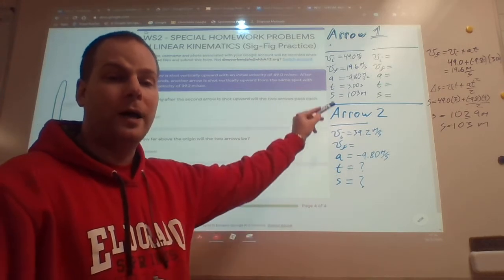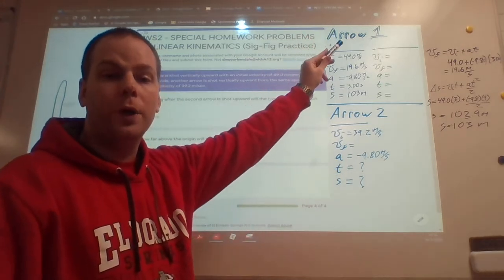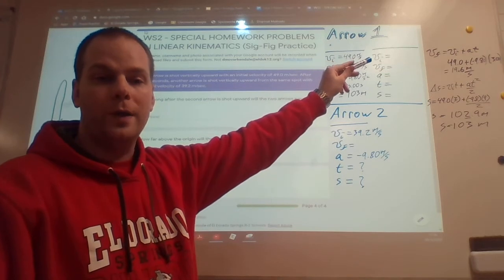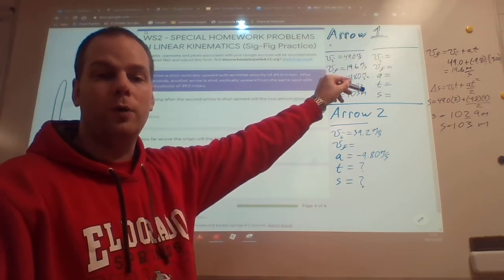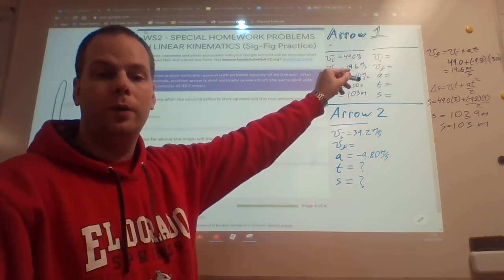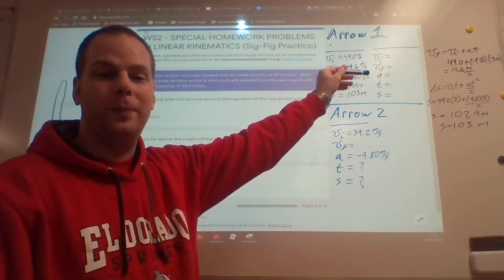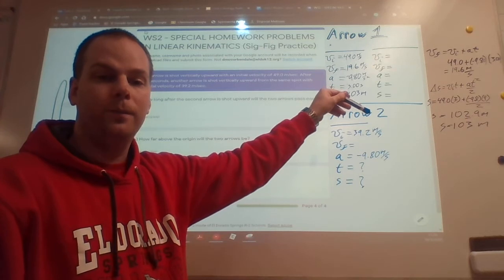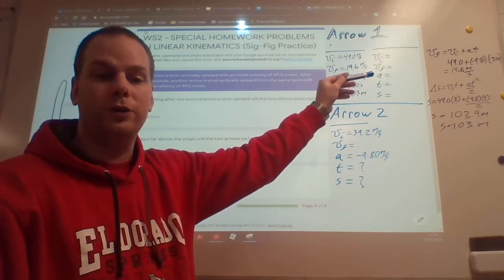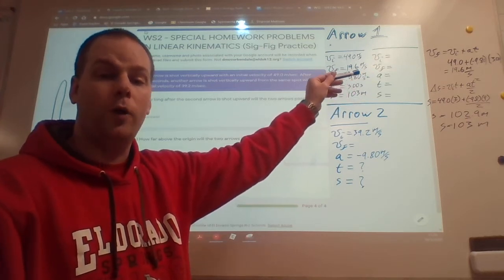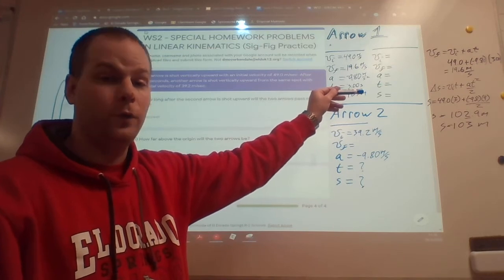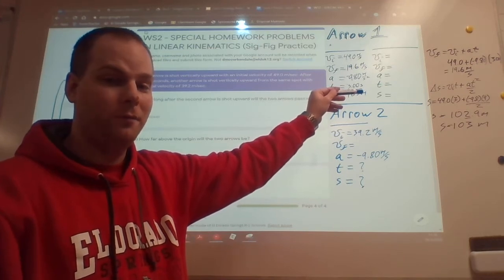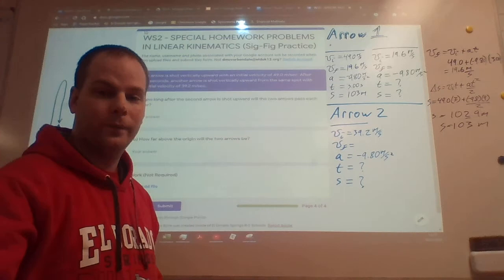Next, you need to fill out the information for arrow 1 in the green table here. What do we know over here when this arrow is fired? So what's our now initial velocity? What's our final? All the stuff that you can fill out over here. Do that now. 3, 2, 1.